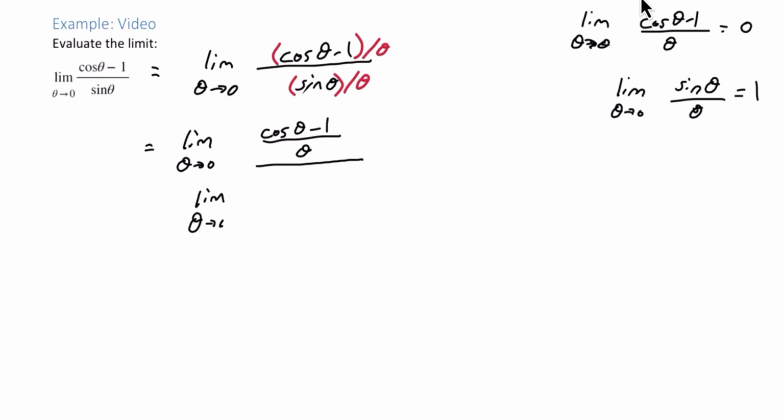So now we have the limit as theta approaches 0 of cosine theta minus 1 over theta, all over sine theta over theta. I'm going to rewrite the limit and break that up using the quotient. And now we can evaluate these separately. The limit in the numerator goes to 0. The limit in the denominator we saw earlier is 1. So 0 over 1 is 0.